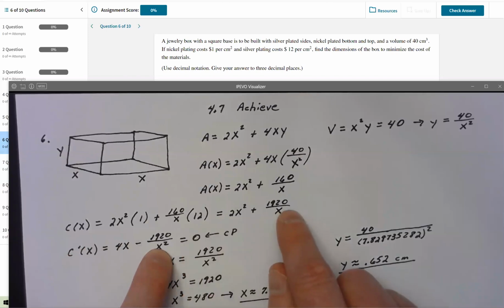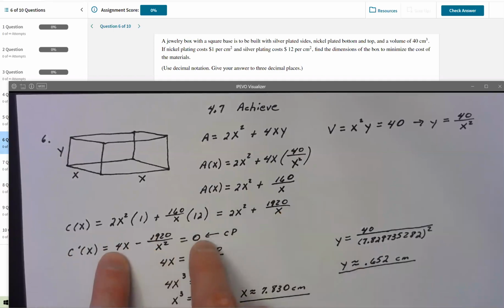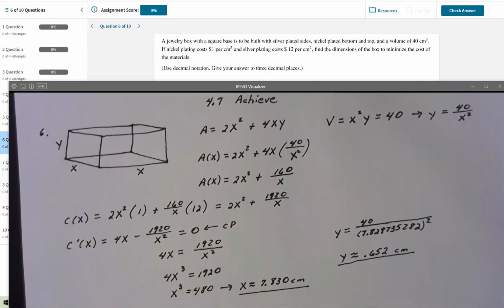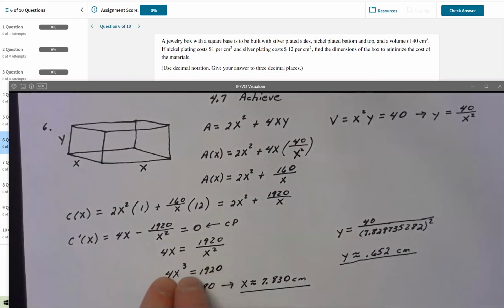This last term here I just thought of as 1920 x to the negative 1. So its derivative is negative 1920 x to the negative 2. Now, when I set that equal to 0, that's going to give me 4x is equal to 1920 divided by x squared. I multiply by x squared on each side, and you can see I get 4x cubed is equal to 1920. I divide by 4, I get x cubed is 480. I took the cube root of both sides to get x is approximately equal to, and it said round to 3 decimal places, so I did that for my final answer for x.